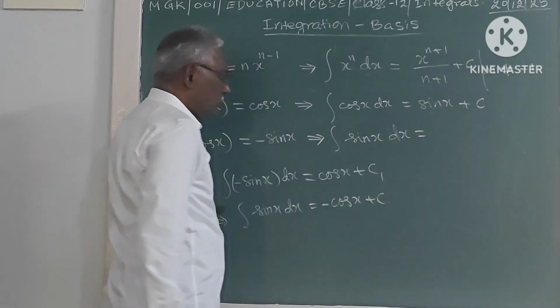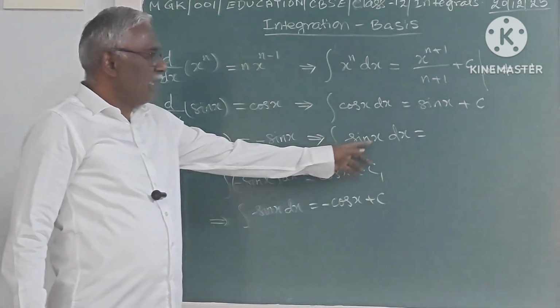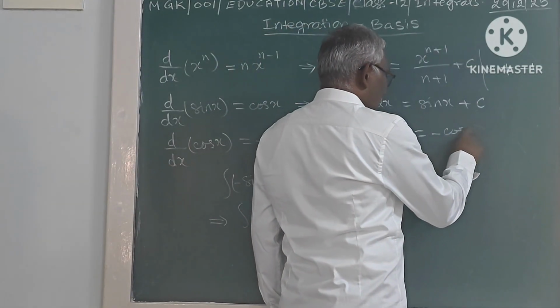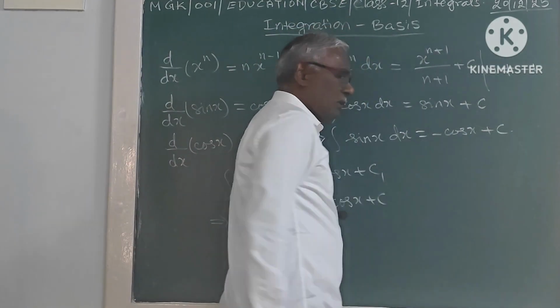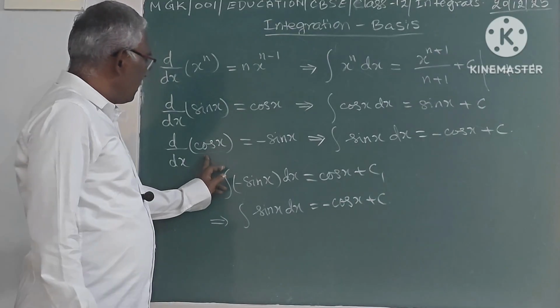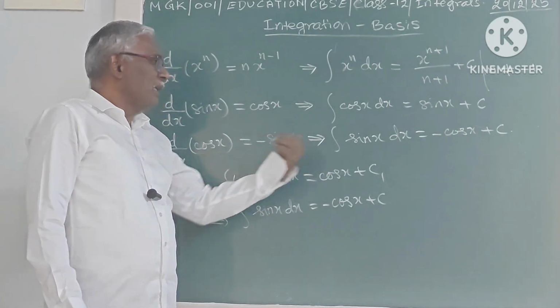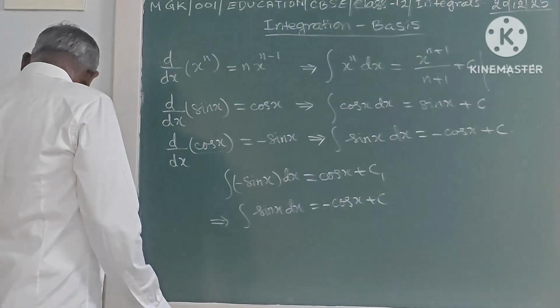plus constant. So what is integral sin x dx now? It is minus cos x plus constant. So if we differentiate cos x, we are getting minus sin x. That means if we integrate sin x, you know that minus cos x plus constant.